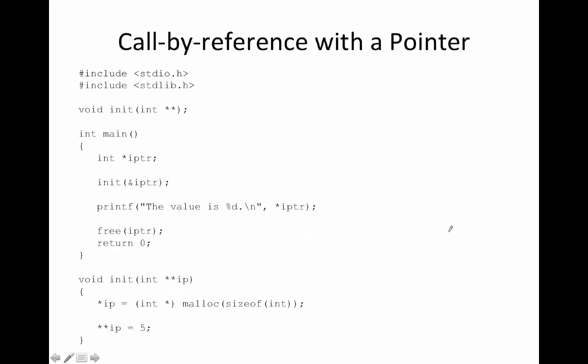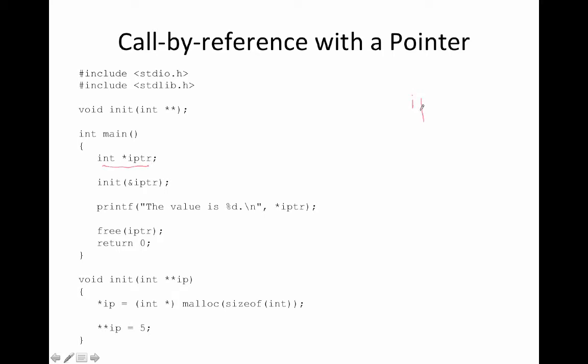All right, now let's up the ante a little bit. Let's use call by reference with a pointer variable. So what we're going to end up with is a pointer to a pointer. So rather than initializing the value in the main function, we're going to have another function that will accomplish that. So let's take a look from main.